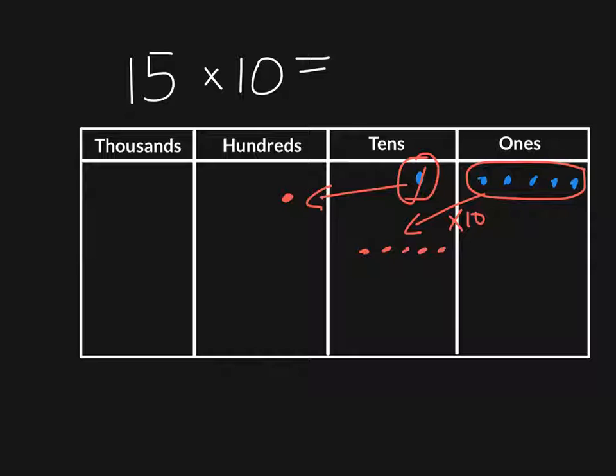So really, it's the same thing as saying 15 times 1 times 10. We can decompose that 10 as 1 times 10. So this becomes 150, or 15 tens.